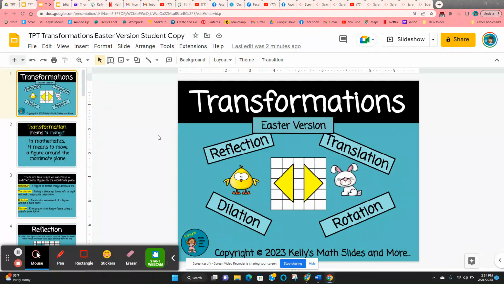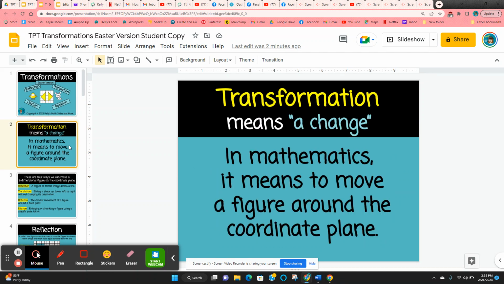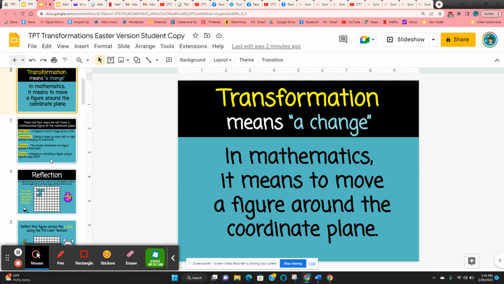This is a digital lesson on transformations. This is the Easter version. It covers reflection, translation, dilation, and rotation around the origin. It starts with a definition of what transformation means. It means a change. In mathematics, it means to move a figure around the coordinate plane.